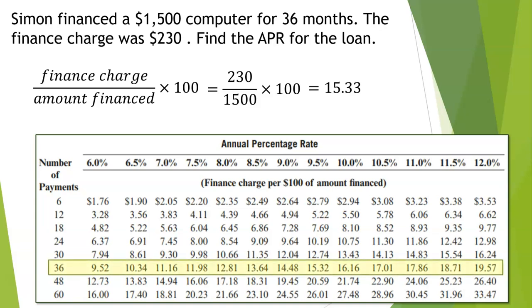We know that it's a 36-month loan, so there were 36 payments. And if we look within the row for 36 payments, we need to find the amount of money that's as close to $15.33 as we can find. And that's this, $15.32. If we read up from there, we'll find the APR, which is 9.5%.